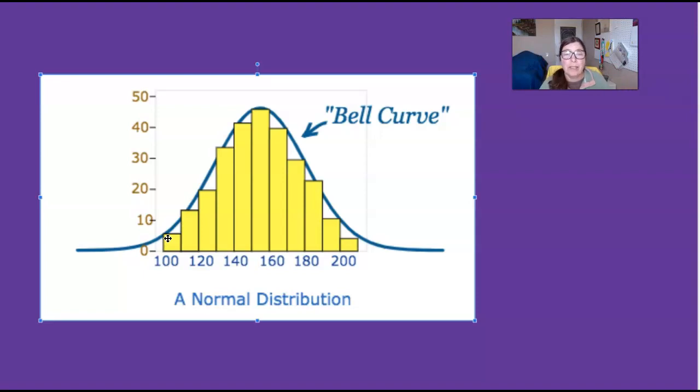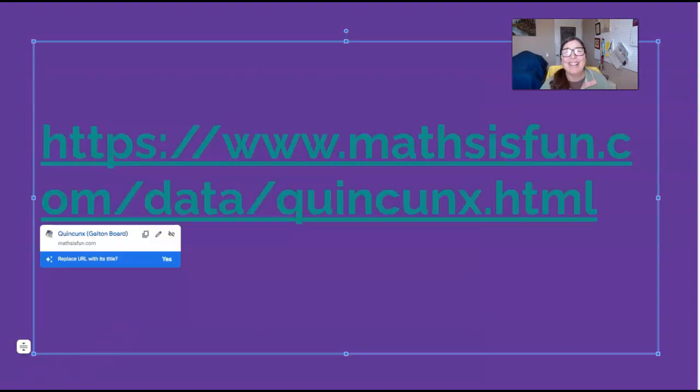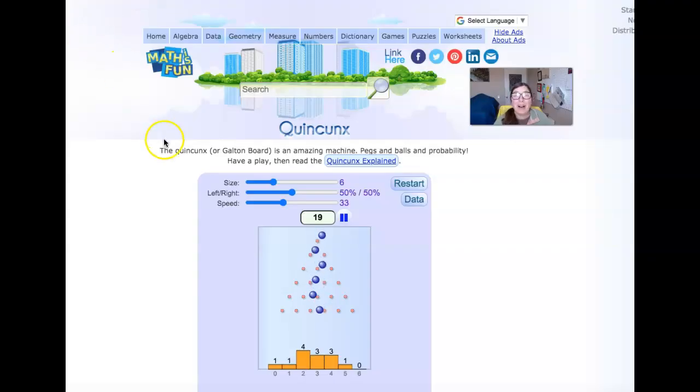and so that's why they use it for statistics. There's this really great website where you can create your own bell curve, so I'm going to show you that really quick. This is at the mathisfun.com website. It's called Quincunx, and we're going to speed it up a little bit.